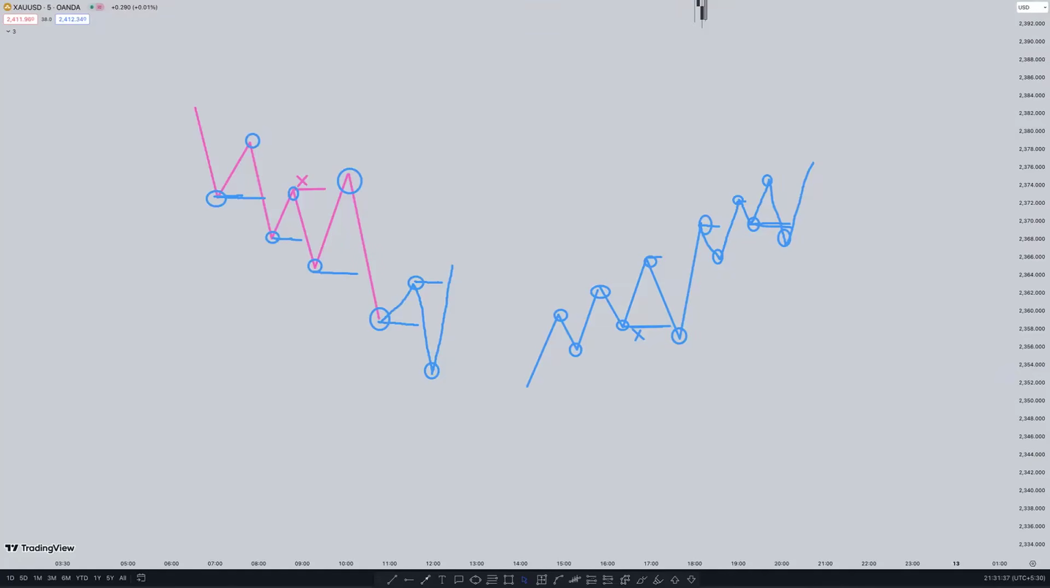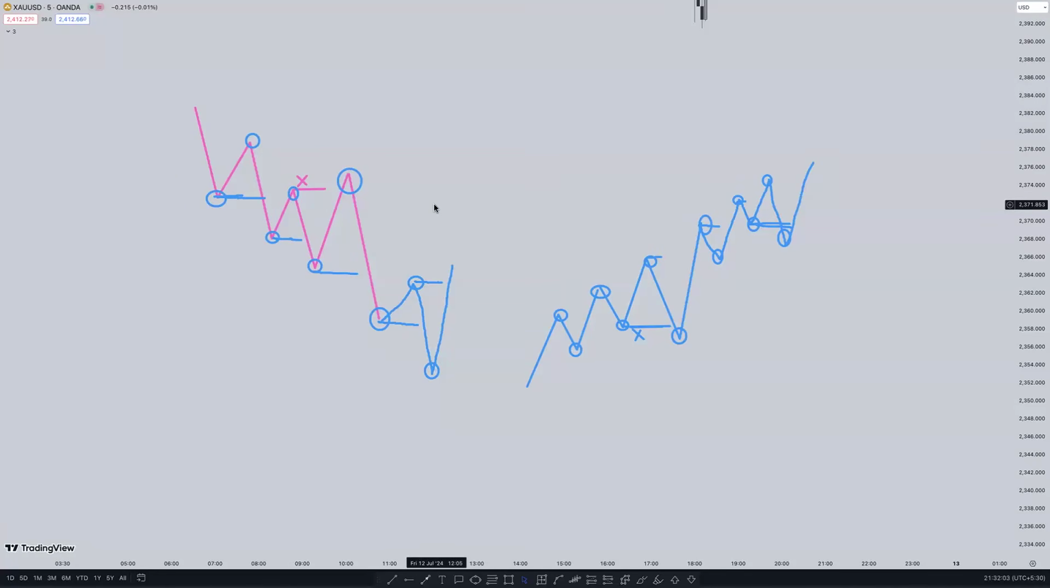Inducement equals pullback? Yes, sir. Every valid pullback must be valid before becoming any valid inducement. First, it becomes a valid pullback. Inducement versus CHoCH: CHoCH is a different thing. Inducement means the first high is broken, that becomes a valid pullback. CHoCH is a different situation.